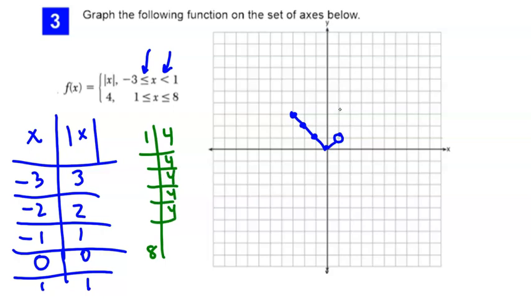And now, for the numbers 1 through 8, the answer will always be 4. So 1, 2, 3, 4 with a closed circle because I have an equal to sign. 4, 4, 4, 4, 4, all the way up until +8. And there's my piecewise function.